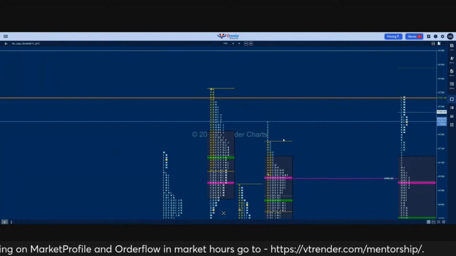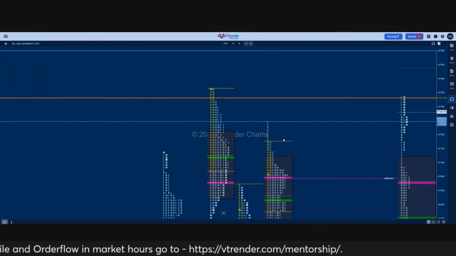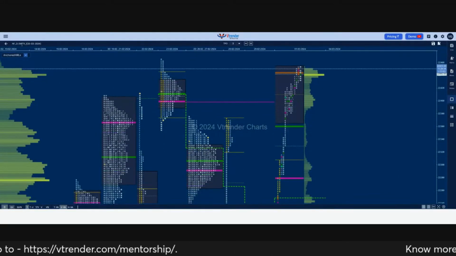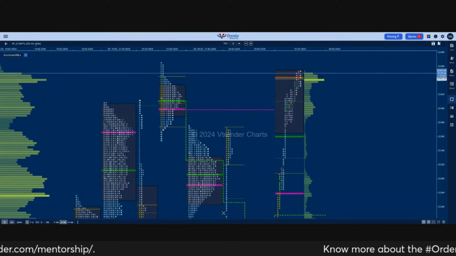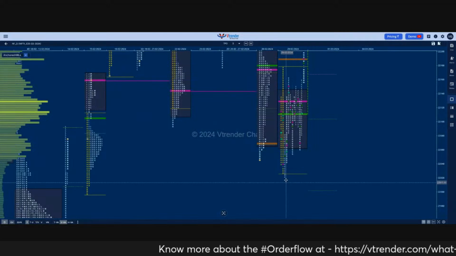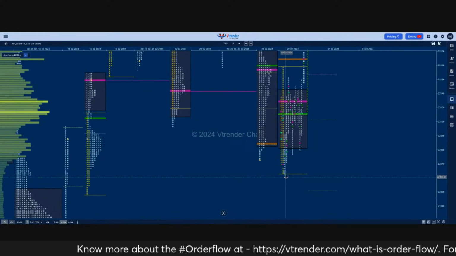So for the first week, I would suggest you use the series-wise market profile chart, which is what I have done. You can see here I have the Nifty 28th March series. So here if you see the FA of yesterday, it is at 22,022.